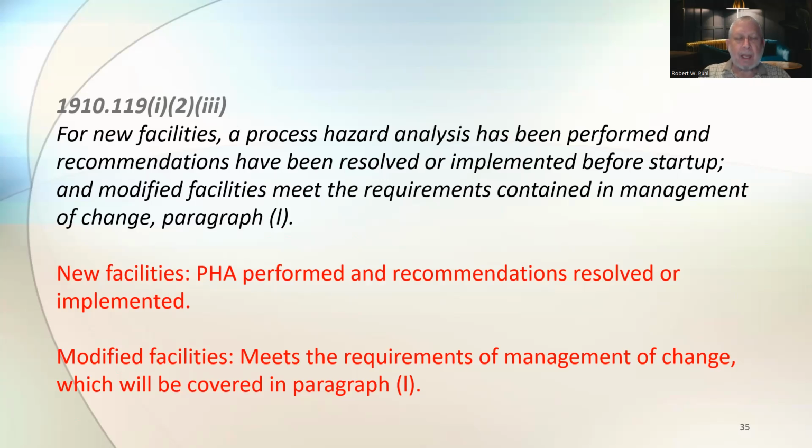Okay, new facilities, PHA performed. We're going to talk in the next module about a PHA. It's pretty extensive. Earlier we talked about a PHA as a preliminary hazard analysis, but now we're talking about a PHA in process safety management, called process hazard analysis. And it's real similar to some of the things we've already talked about in this course. PHA performed and recommendations resolved or implemented. Modified facilities meet the requirements of management of change, which will be covered in paragraph L.